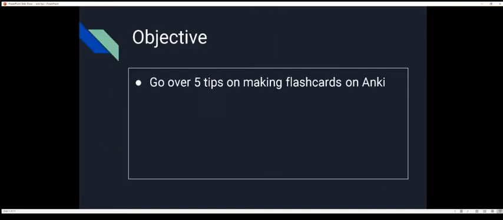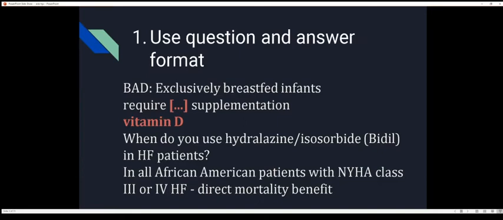So, for the first point, it's mostly just using a question and answer format, plus or minus evidence, using evidence with it. The bad example on the screen is: exclusively breastfed infants require blank supplementation. The blank is obviously vitamin D. You don't see these kind of questions on tests. Do you ever see them on your test, Mitchell?